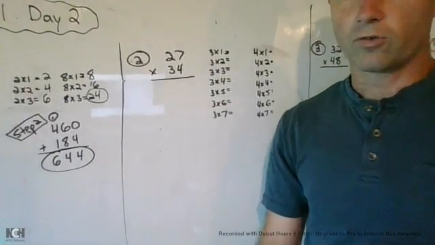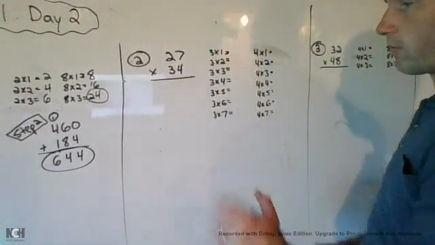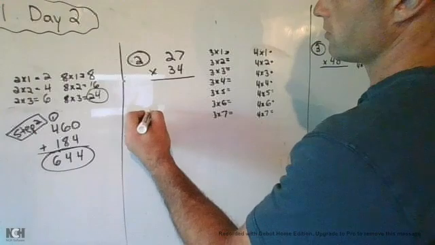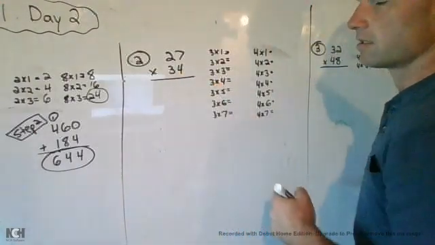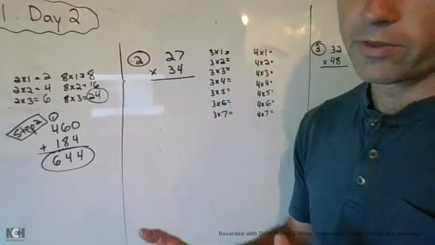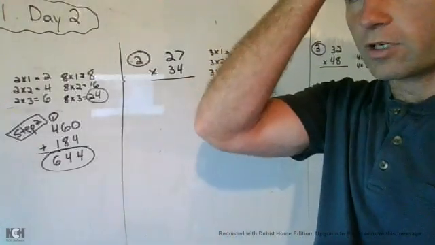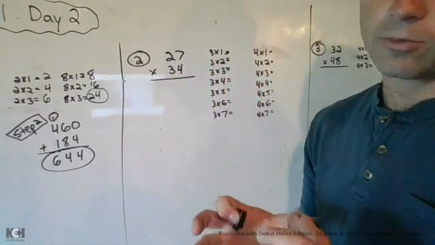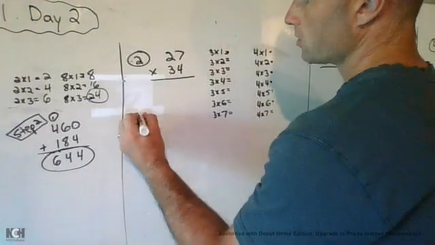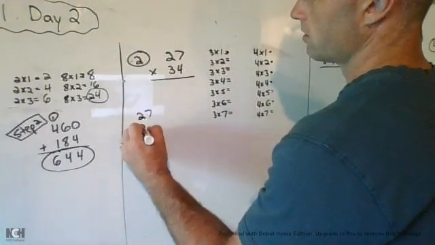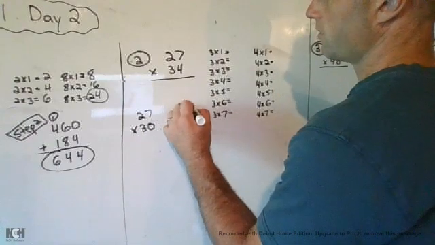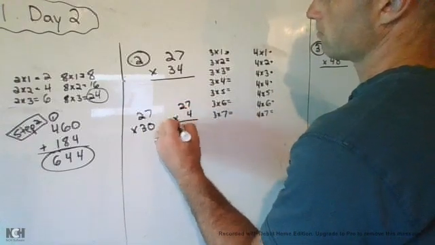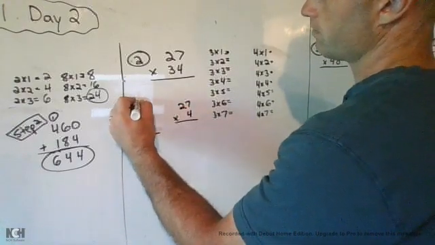27 times 34. Remember, the first step you want to do is break apart that second set. You could break apart the 27, but for organization's sake, let's just break apart the second number every time. Okay? So it'll be 27 times 30 and 27 times 4 as our first step.